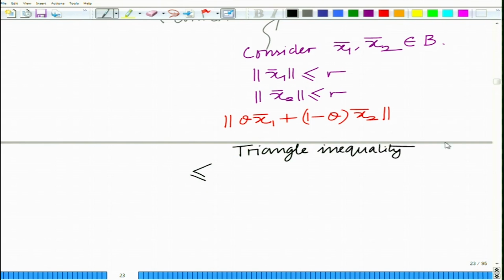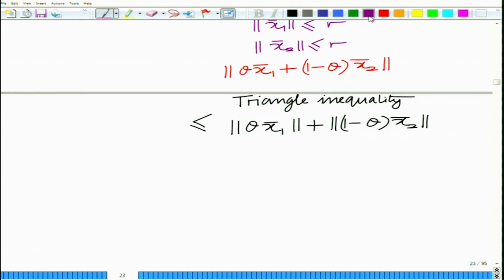That is, the norm of a bar plus b bar is less than or equal to the norm of a bar plus the norm of b bar. So that gives me this is less than or equal to the norm of theta times x1 bar plus the norm of 1 minus theta times x2 bar. Now remember, theta is positive because this is a convex combination. So we have 0 less than or equal to theta less than or equal to 1, which basically implies that theta and 1 minus theta are both greater than or equal to 0.